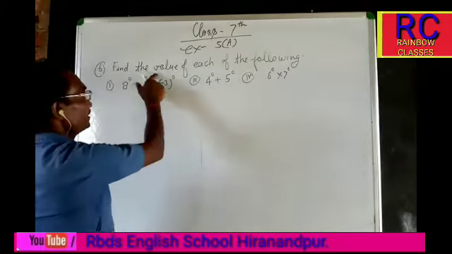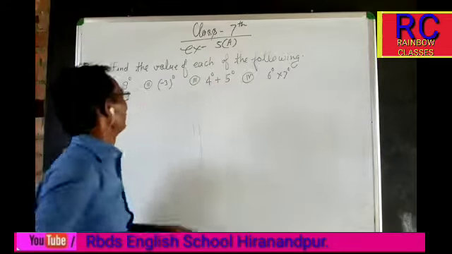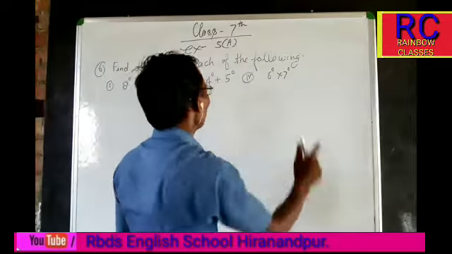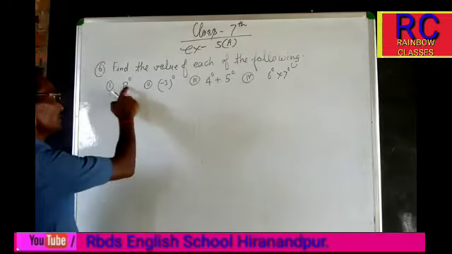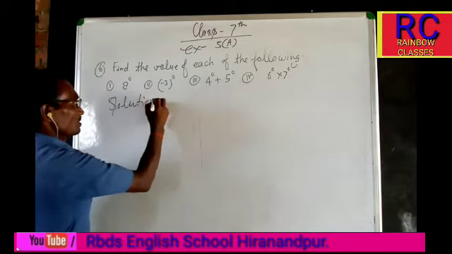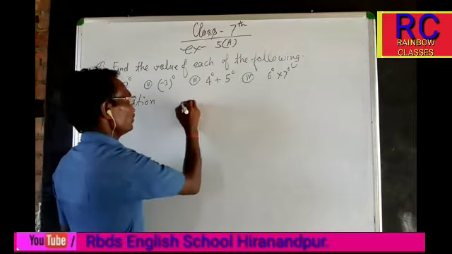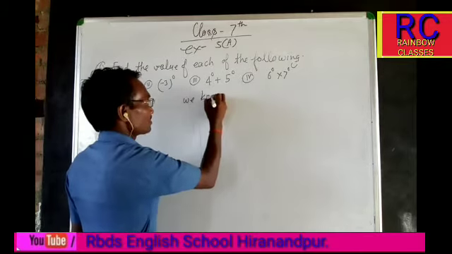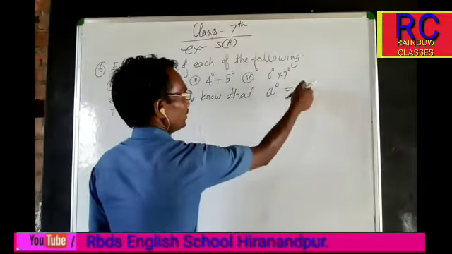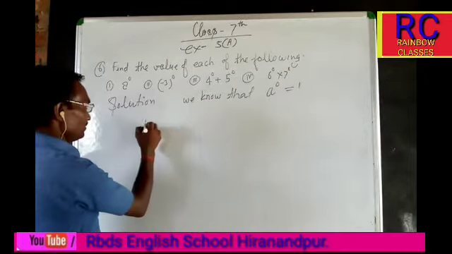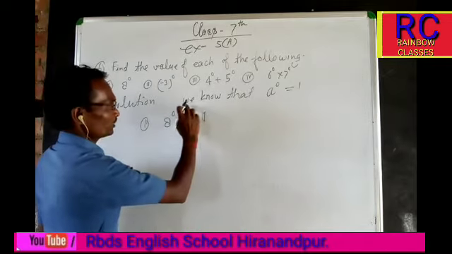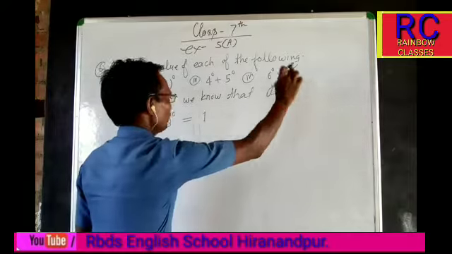Number 6. Find the value of each of the following. First, 8 to the power 0. We know that 8 to the power 0 is equal to 1, according to the formula.